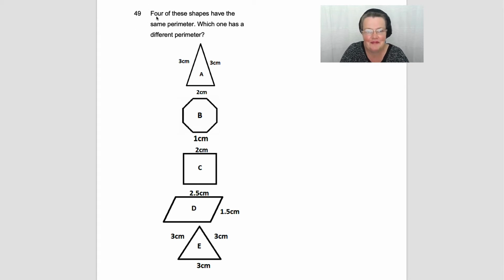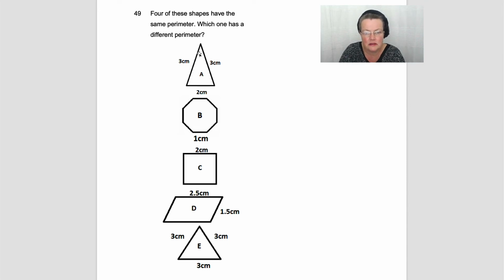Question 49. 4 of these shapes have the same perimeter. Which one has a different perimeter? Now, what does perimeter mean? Perimeter, peri, means all the way around. So periscope is the thing on a submarine that looks up and looks all the way around. I can't think of any other peris at the moment, but they do exist. And then meter is measure. So it's the measure all the way round.